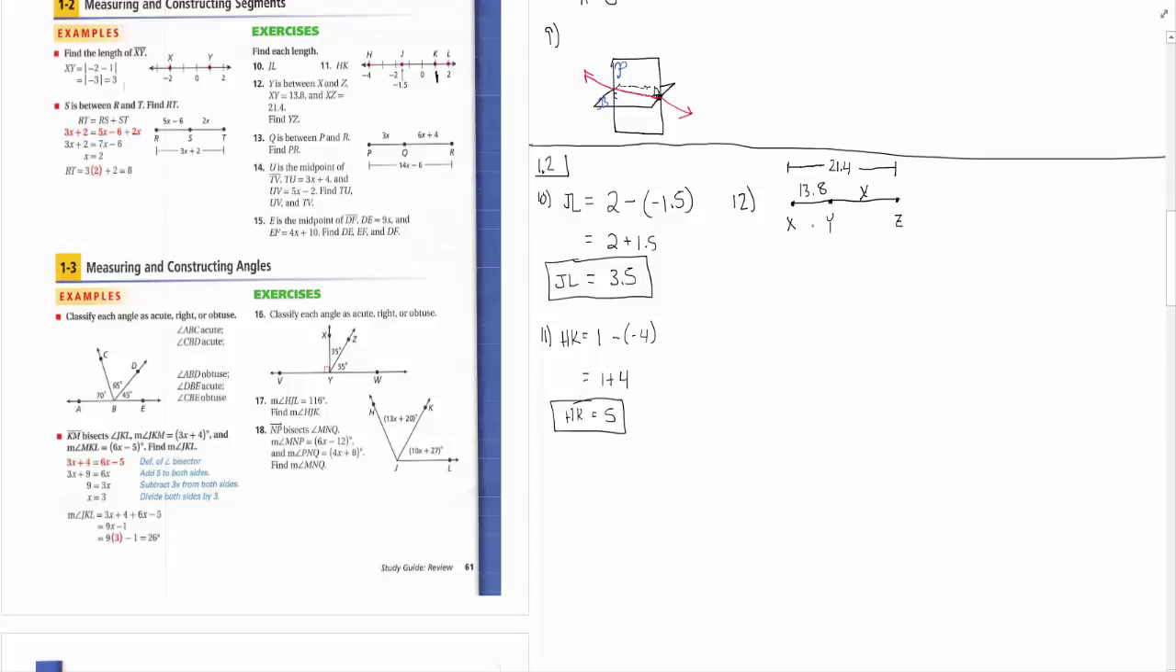So this is a situation where you'd be applying your segment addition postulate. I know these two pieces add up to the whole. So I would have 13.8 plus x, which is yz. You can write yz if you like instead of x, and that's going to equal 21.4. So I would go ahead and subtract 13.8 from both sides.